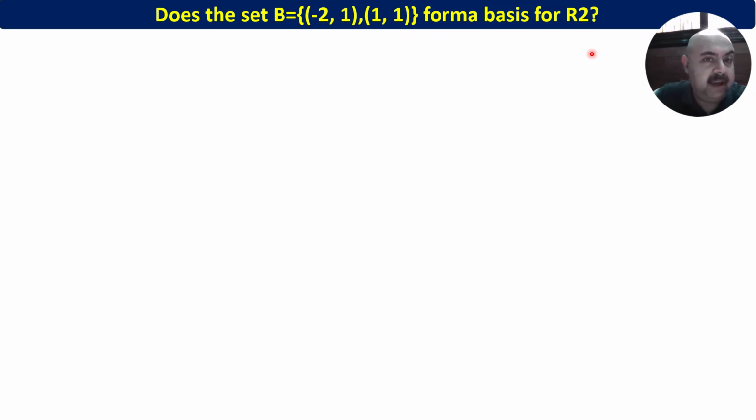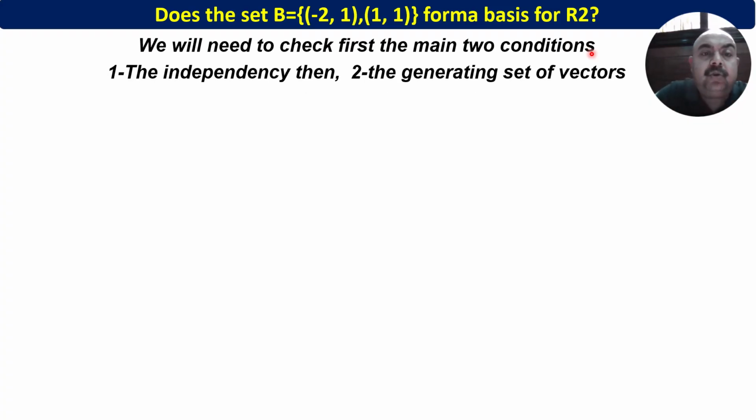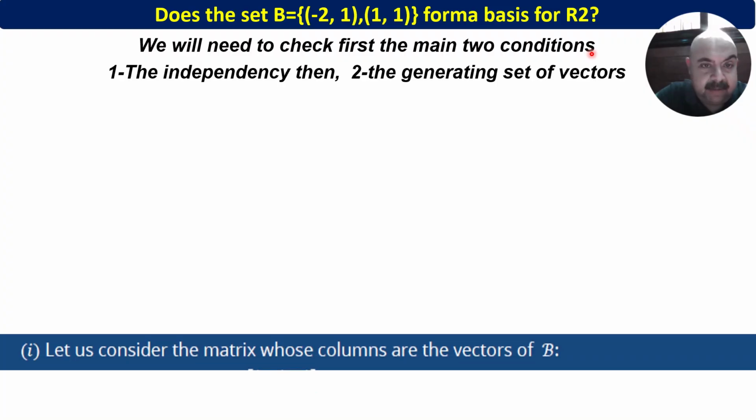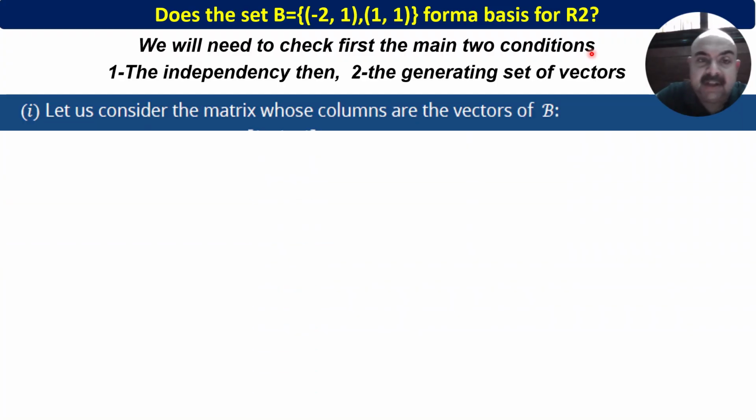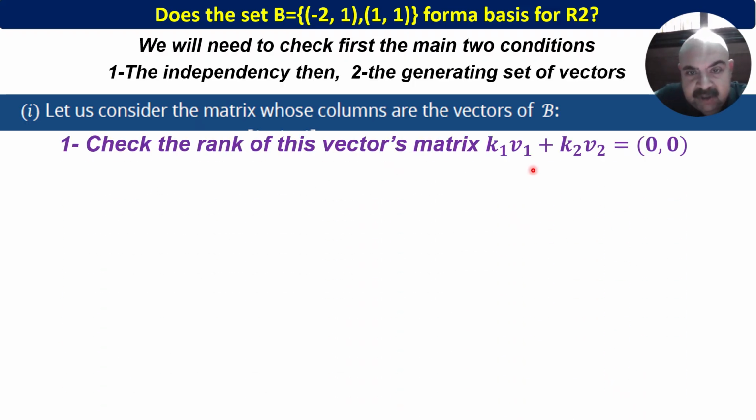This is very, very simple. I can check this by doing two steps. Number one, checking the linear independence. Number two, checking if it is a generating set. They are connected and very easy to check. For the independence, take this system of equations and search for K1 and K2 which satisfy the equation. So check the rank of the coefficient matrix, K1 V1 plus K2 V2 equal to 0.